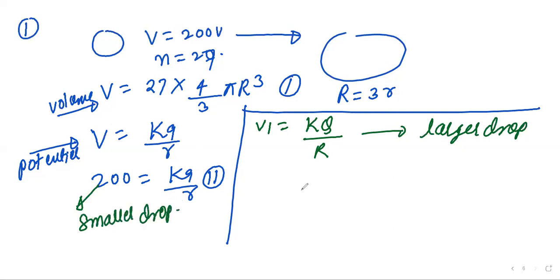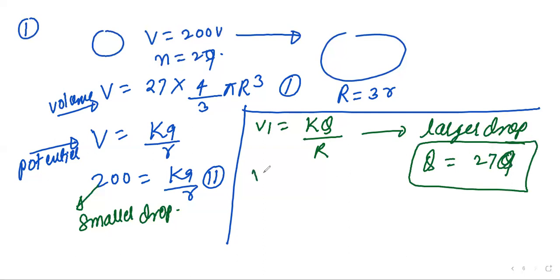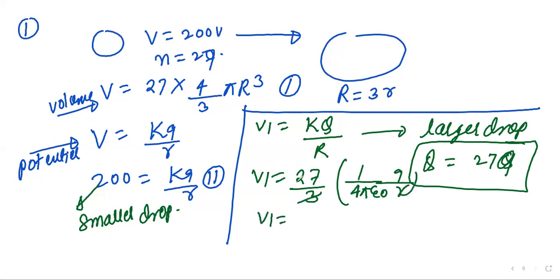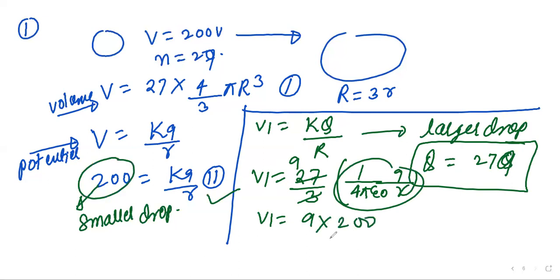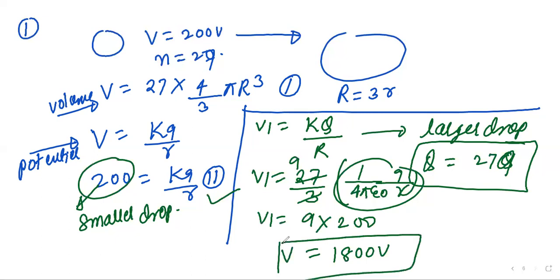Right. So this Q is nothing but 27 times small q. So this V1 is equal to 27 upon 3, 1 upon 4 pi epsilon naught q upon r. So this V1 will become 9 into, and this value we know from the second equation, that is 200. So into 200, it will be 1800 volts. This will become the new voltage. Understood?